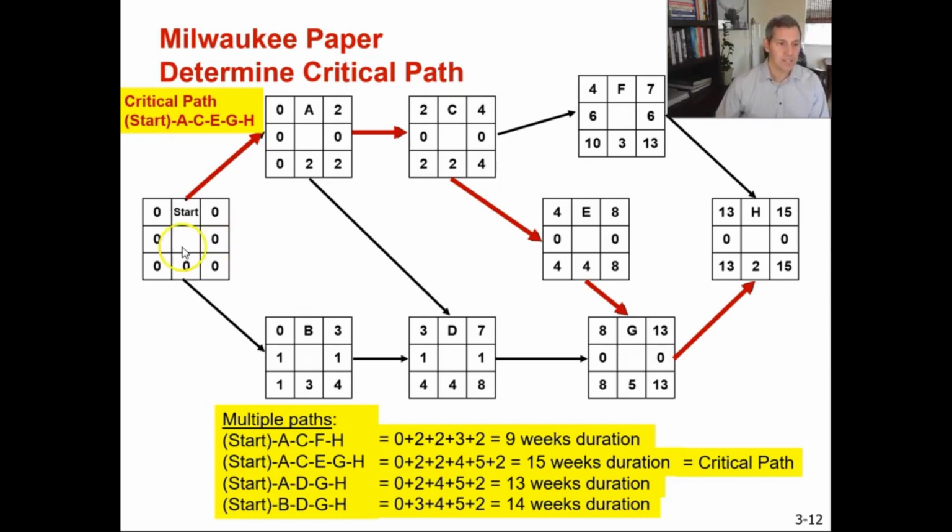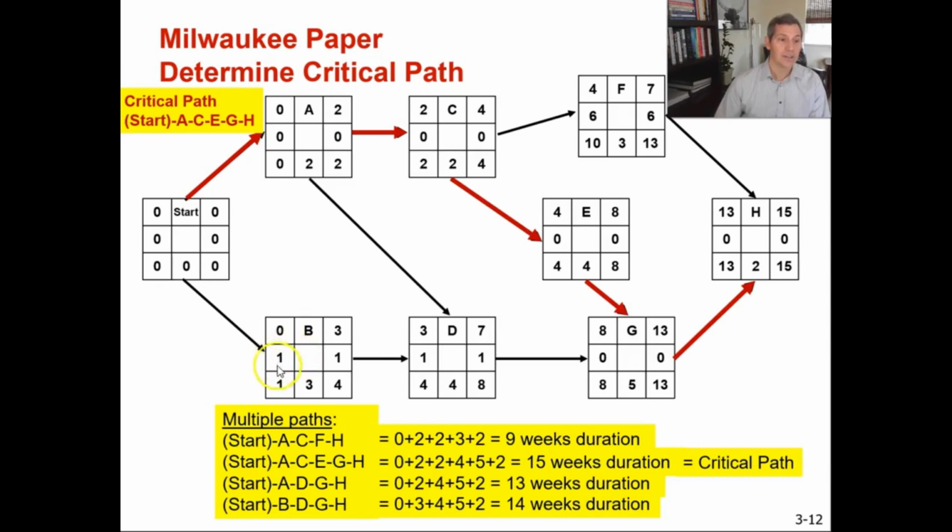Now, a couple things to take note of. On the critical path, you can see each of the critical activities has 0 slack. So there's 0 slack for the activities on the critical path. That means they cannot slip. The activities not on the critical path, like B, D, and F, have slack, so they can slip a little bit. And the amount they can slip is the slack.